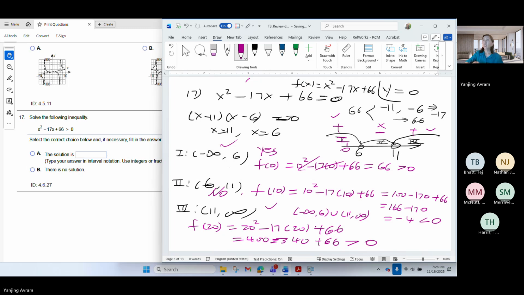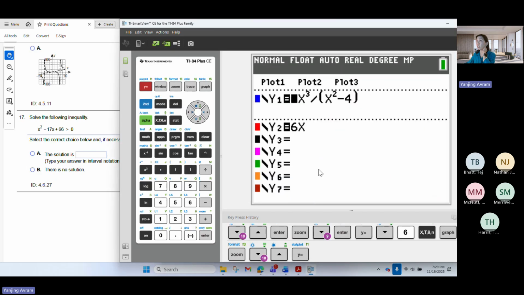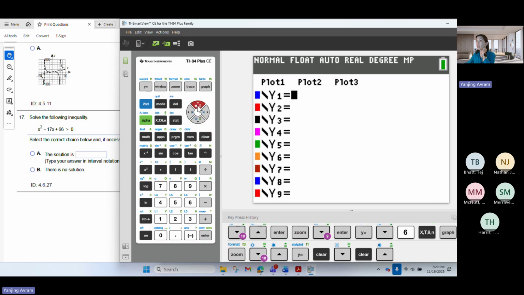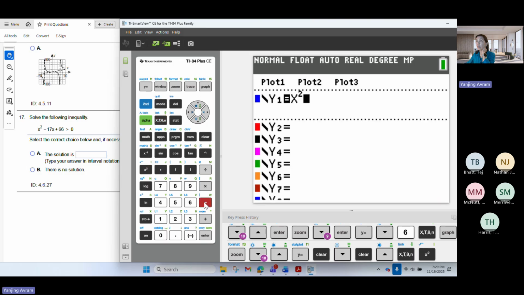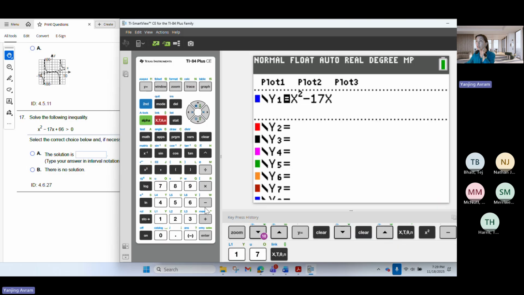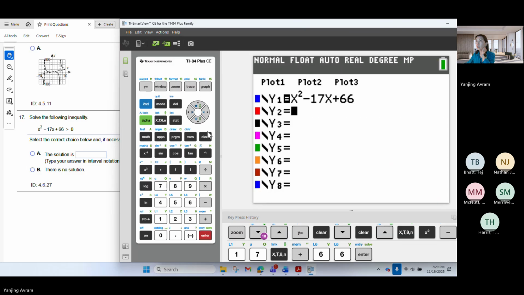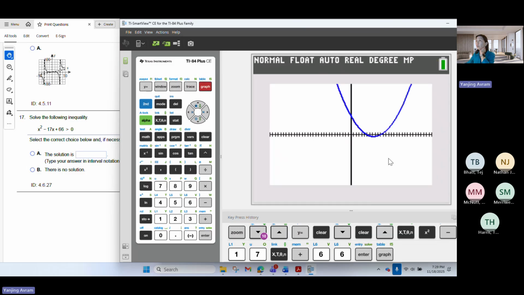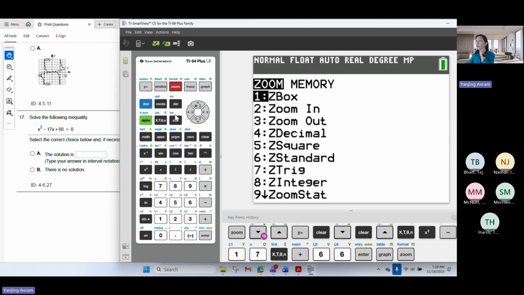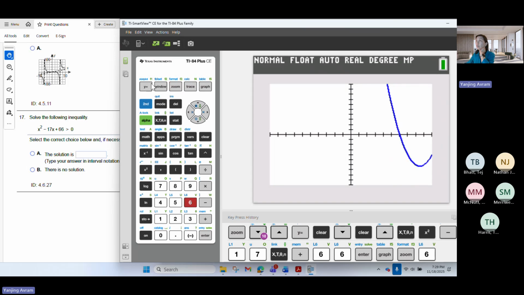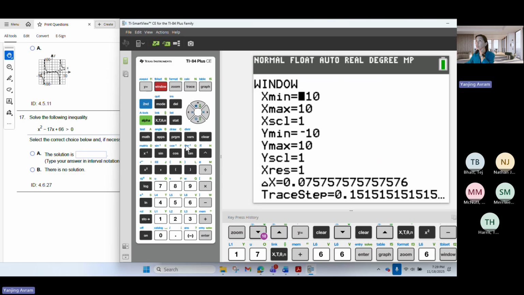All right. Another thing here is if you want to visually check your answer, you can put this whole thing in a calculator. So let me go ahead and graph this whole thing in a calculator. So we have x squared minus 17x plus 66. And then I graph them. I can zoom standard, and adjust the window a little bit to the right.